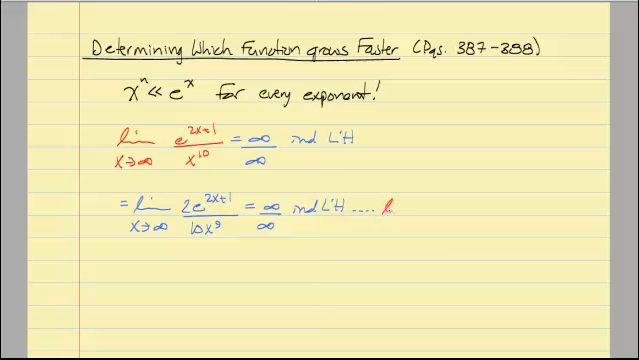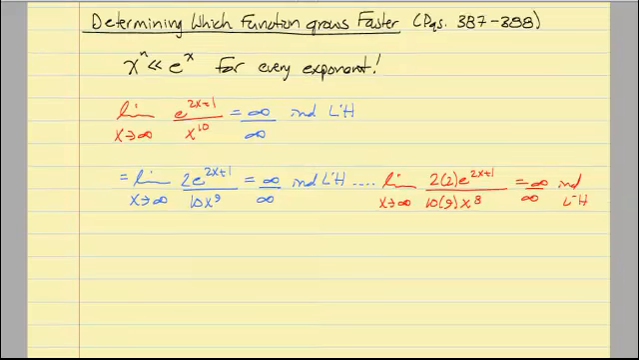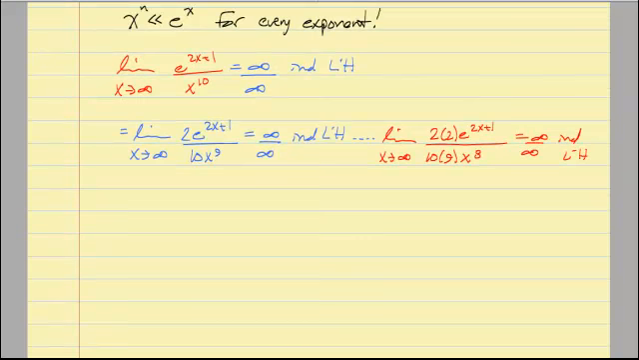So I do everything again. We're going to start to see a pattern here, and we should be able to estimate exactly what's happening. I drag the 2 along. The derivative of e to the u prime, and I'm just going to write this as 2 times 2 for now. The derivative of my denominator will be 10 times 9 times x to the 8th, which is going to equal infinity over infinity, indeterminate L'Hopital's, and we're going to run through the process again.